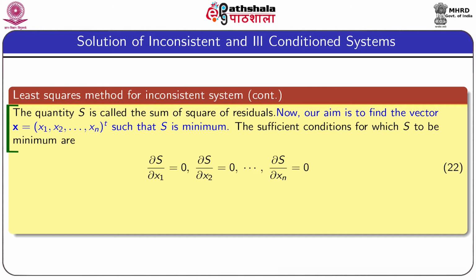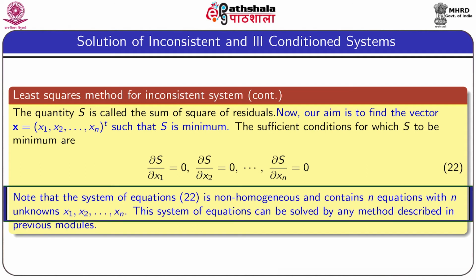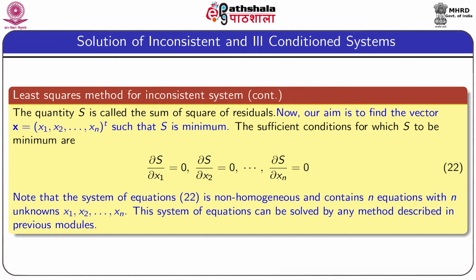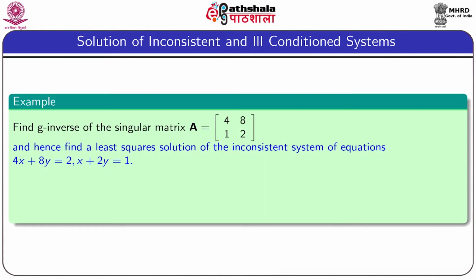The sufficient conditions for s to be minimum are del s by del x1 equal to 0, del s by del x2 equal to 0, ..., del s by del xn equal to 0. Note that the system of equations 22 is non-homogeneous and contains n equations with n unknowns x1 to xn. This system of equations can be solved by any method described in previous modules.